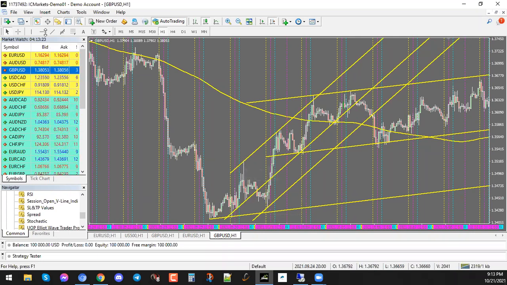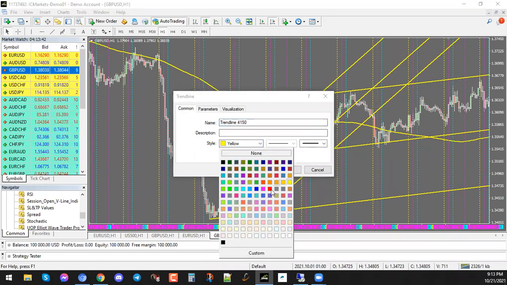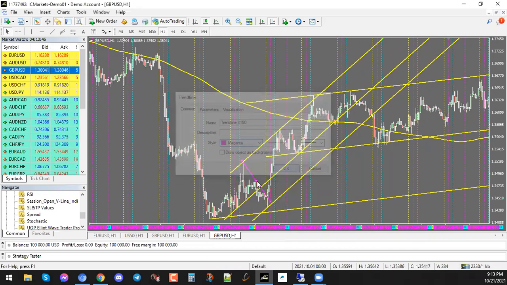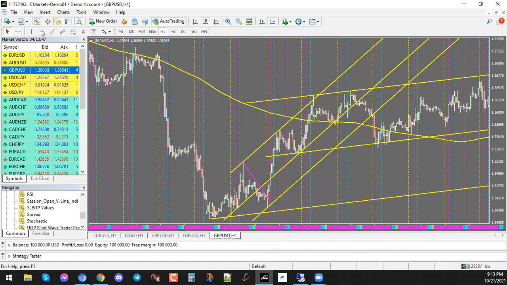what we might want to look at as... Let me just remove this ray. Let's change the color of this line. Let's use a different color. All right, and we are getting a pattern.